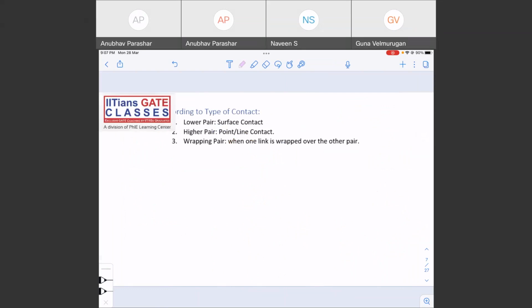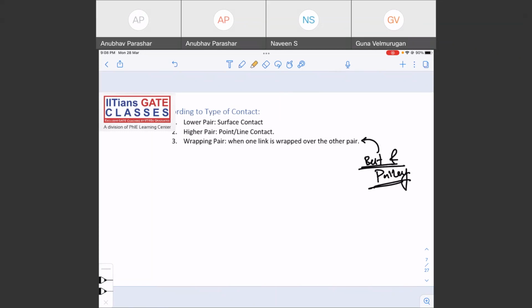Okay. Now, according to type of contact, again, this is something important. According to the type of contact, there can be lower pair or higher pair or wrapping pair, right? So, lower pair, what does it mean? It means surface contact. Higher pair means point or line contact. Wrapping pair means when one link is wrapped over the other, for example, belt and pulley.